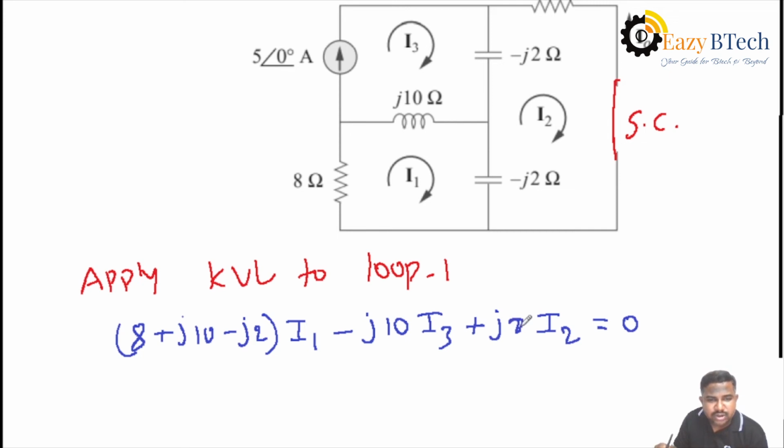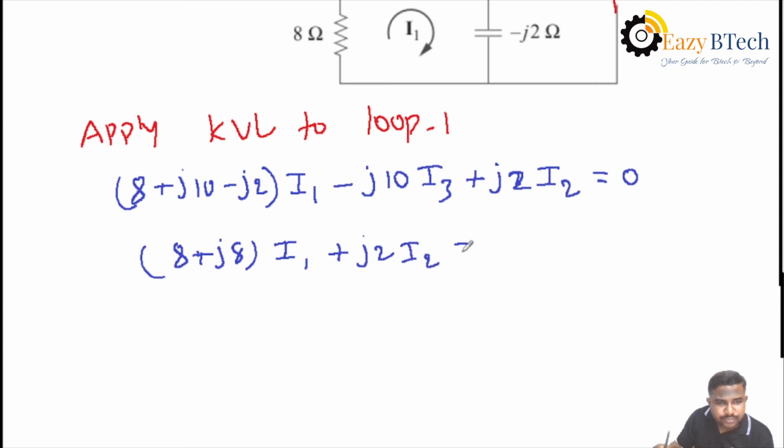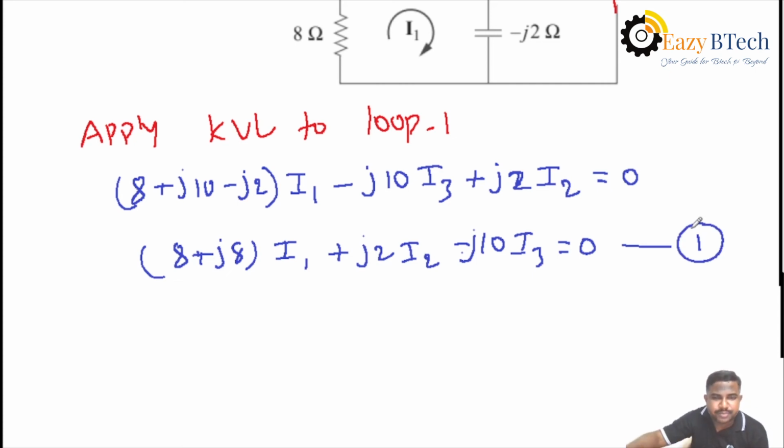That is the mesh analysis. The total voltage drops across each element is equal to 0. Then simplify that equation, and you will get (8 plus J8) into I1 plus J2 into I2 minus J10 into I3 equal to 0. This is the first loop equation.